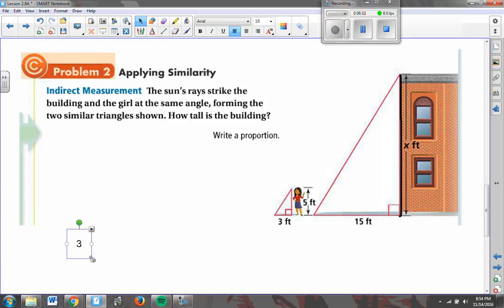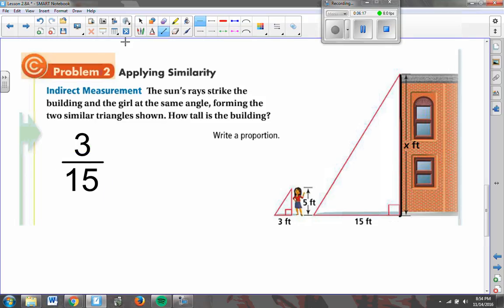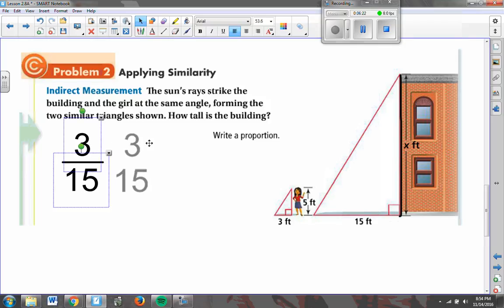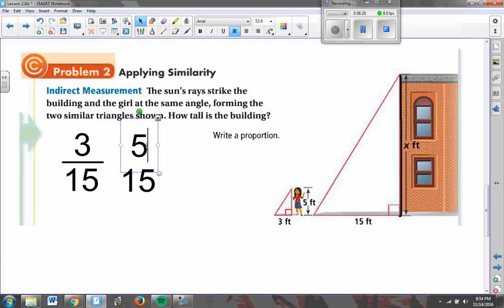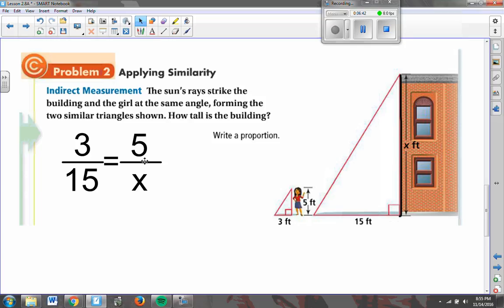So we set up this proportion of the girl's shadow length over the building shadow length, 3 over 15. That proportion must be equal to the girl's height over the building's height, which I don't know at this point, obviously: 5 over x. So 3 over 15 must be equal to 5 over x. I set up this proportion: 3 over 15 equals 5 over x.